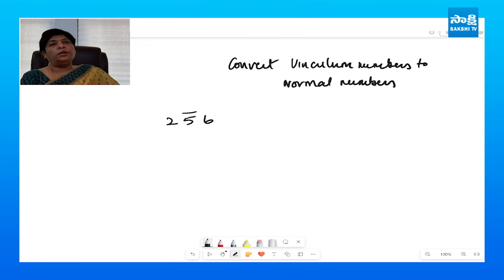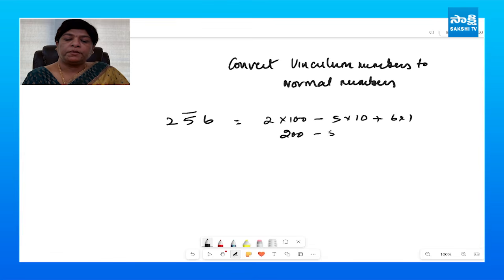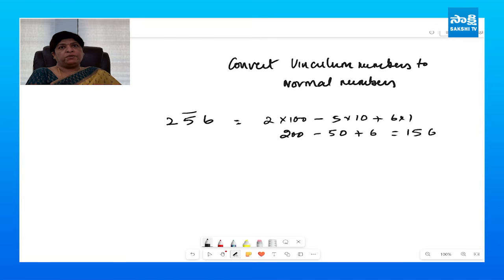So now let's learn how to convert a Winklem number or a negative number to a normal number. So here we have an example, 2, 5 bar, 6, which means 5 is a negative number. The equivalent of this number would be 2 into 100 minus 5 into 10 plus 6 into 1, which is 156. Again, this is a tedious process, so we can use an easy method to convert a Winklem number to a normal number.